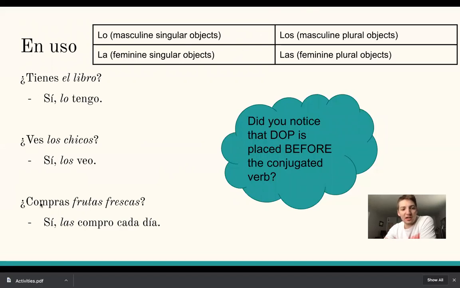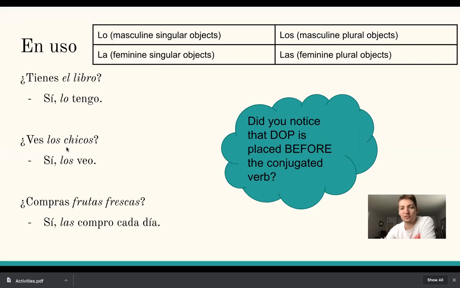And now let's look at a couple of examples in common use. Direct object pronouns are frequently used with questions, right? Because we already know what we're talking about. So a question is, ¿Tienes el libro? Do you have the book? Say, sí, lo tengo. Notice everything is italicized. So lo is replacing el libro. Instead of saying sí, tengo el libro, yes, I have the book, you can say, yes, I have it.